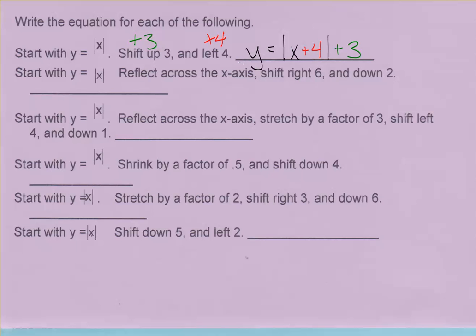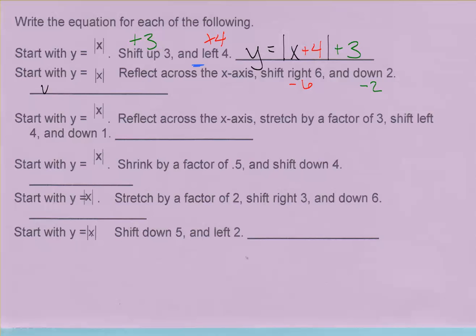Reflecting across the x-axis adds a negative to the front. If it's shifting right 6, that means that left and right, of course, x's, they lie. So right, you would normally think plus, but in this case, we're minusing 6. And then up and down are your y's. You just add or subtract those at the end. And since we're going down 2, we're going to subtract 2.